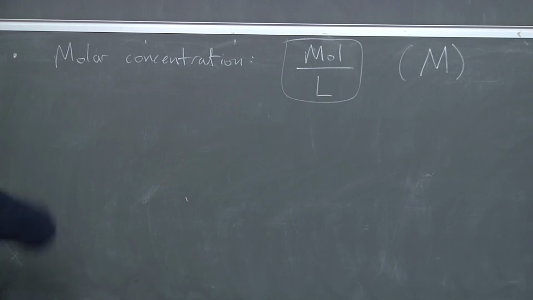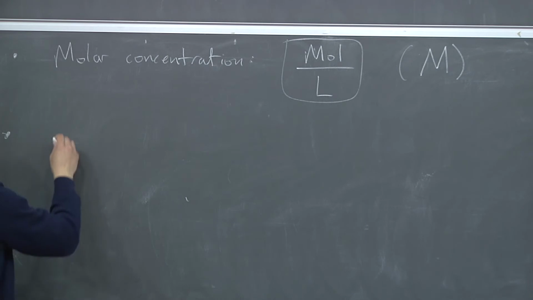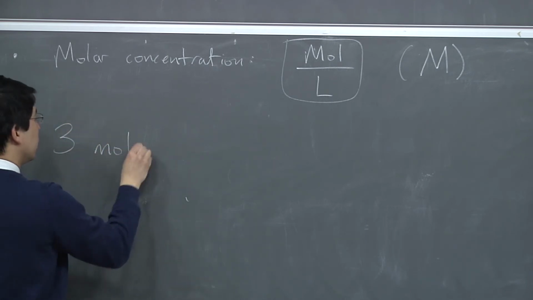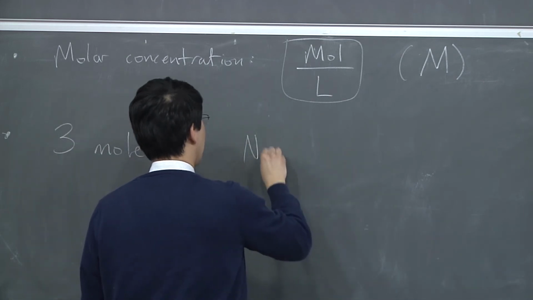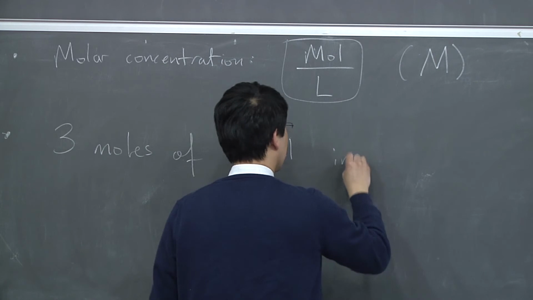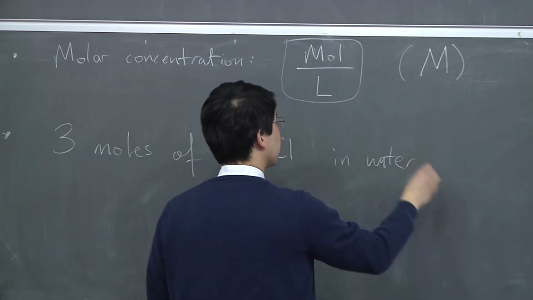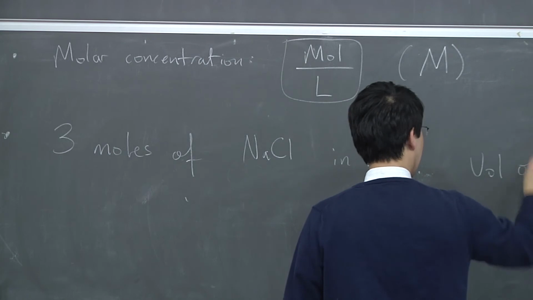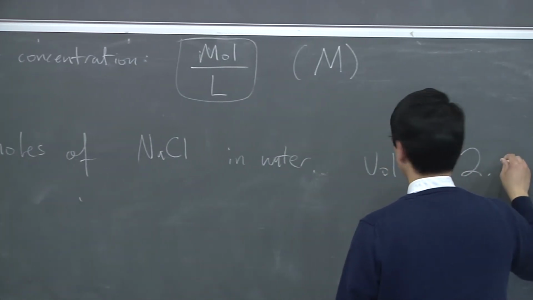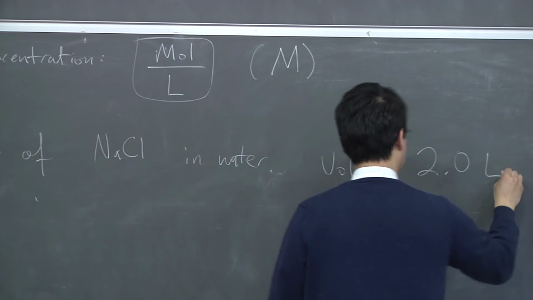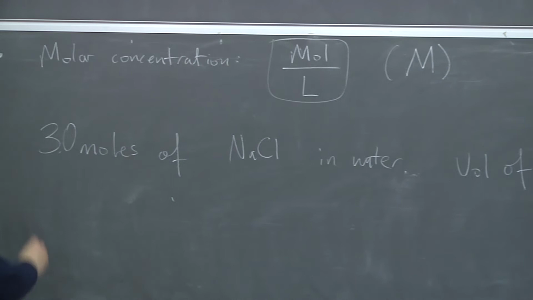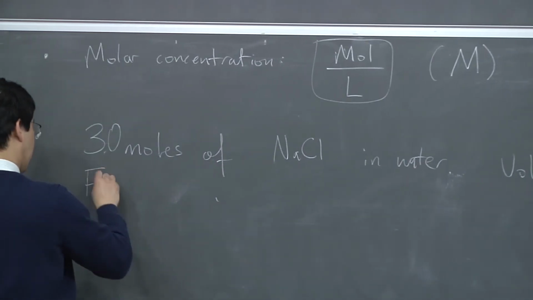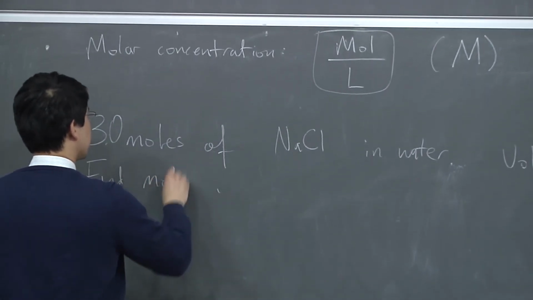Okay, so let's do kind of a silly problem here. Let's say you have 3 moles of sodium chloride in water, and the resulting solution has a volume of, let's say, 2.0 liters. Let's call this 3.0 moles and 2.0 liters. What is the molar concentration?